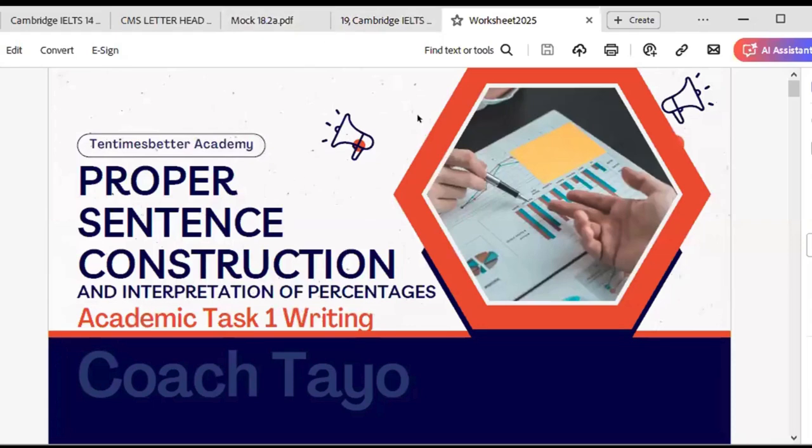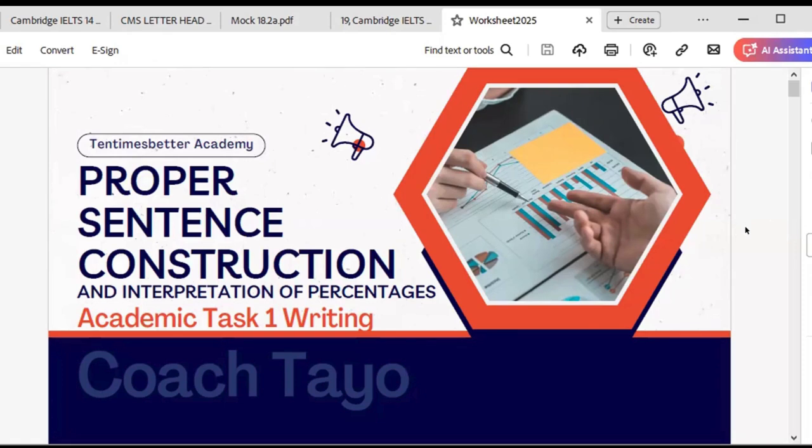So we are looking at proper sentence construction and accurate interpretation of percentage. This particularly is good for individuals who are preparing for IELTS Academic Task 1. You must learn to construct sentences that reflect accurate interpretation of percentage information on your chart.